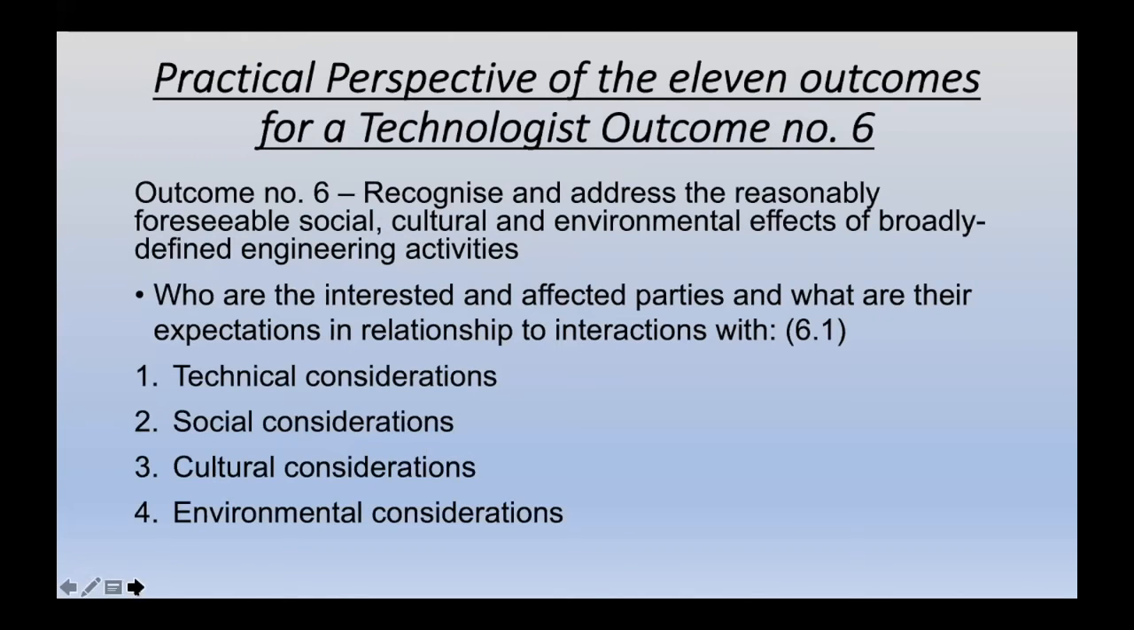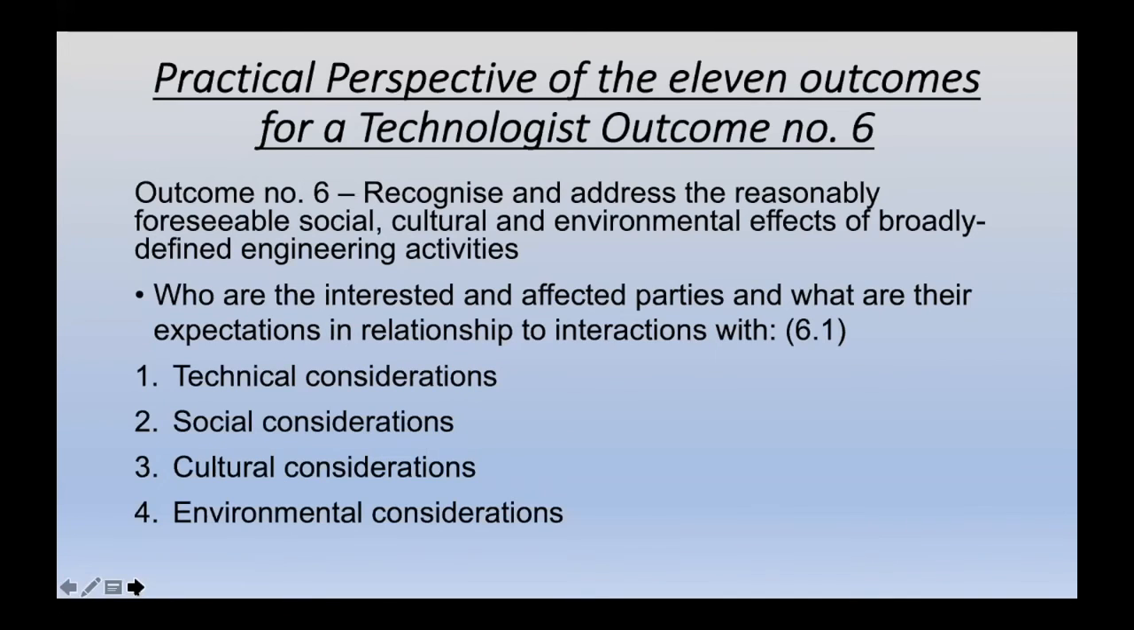Outcome 6, recognize and address the reasonably foreseeable social, cultural, and environmental effects of broadly defined engineering activities. Now, who are the interested and affected parties, and what are their expectations in relation to the interactions? Your technical considerations, that's where you do your design, you take into consideration. Social considerations is how are you going to do job creations, and what structures are you going to use to talk to the community.